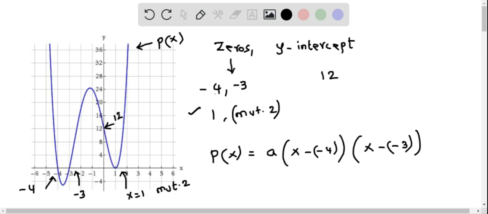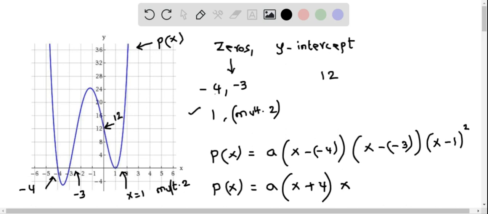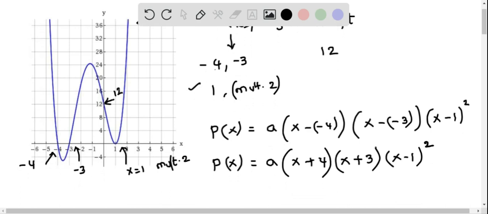And then I put another linear factor for the zero 1. So I put x minus 1. But since this has a multiplicity of 2, I write this with a power of 2. Let me simplify this first. So we have p of x equals a, the constant, times x minus negative 4, which is x plus 4, times x minus negative 3, which is x plus 3, and then x minus 1 quantity squared. Now using the y-intercept information, we can determine the value of a.